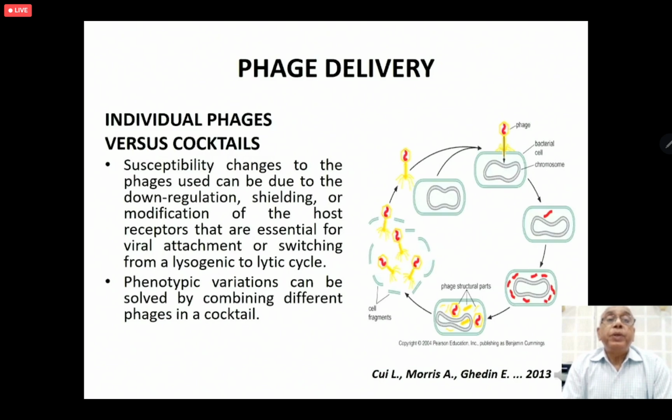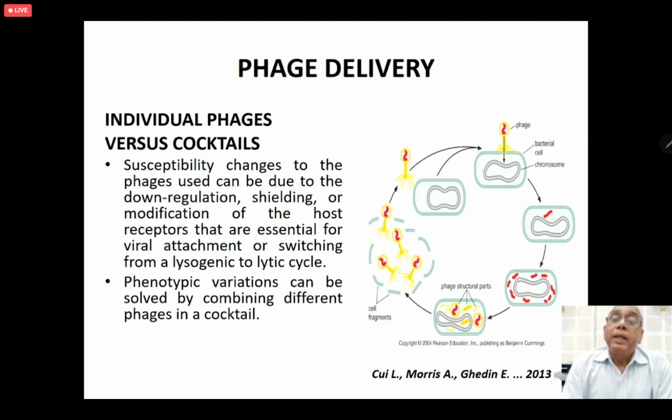Now, the question is, should we use individual phages or cocktails? Susceptibility changes to the phages used can be due to the downregulation, shielding, or modification of the host receptors that are essential for viral attachment, or switching from a lysogenic to lytic cycle. Phenotypic variations can be solved by combining different phages in a cocktail.